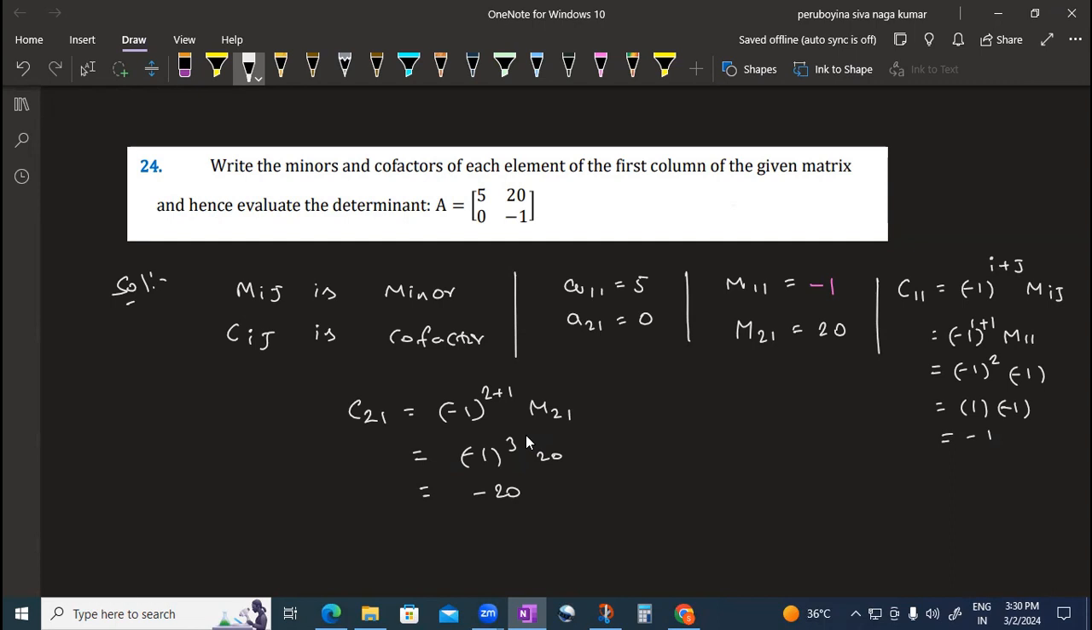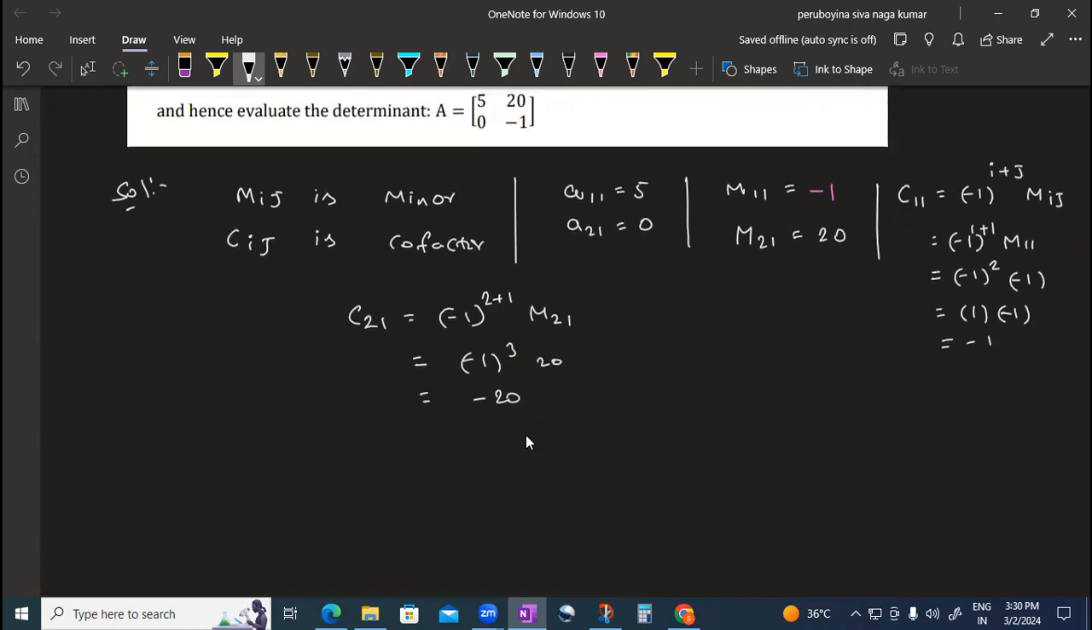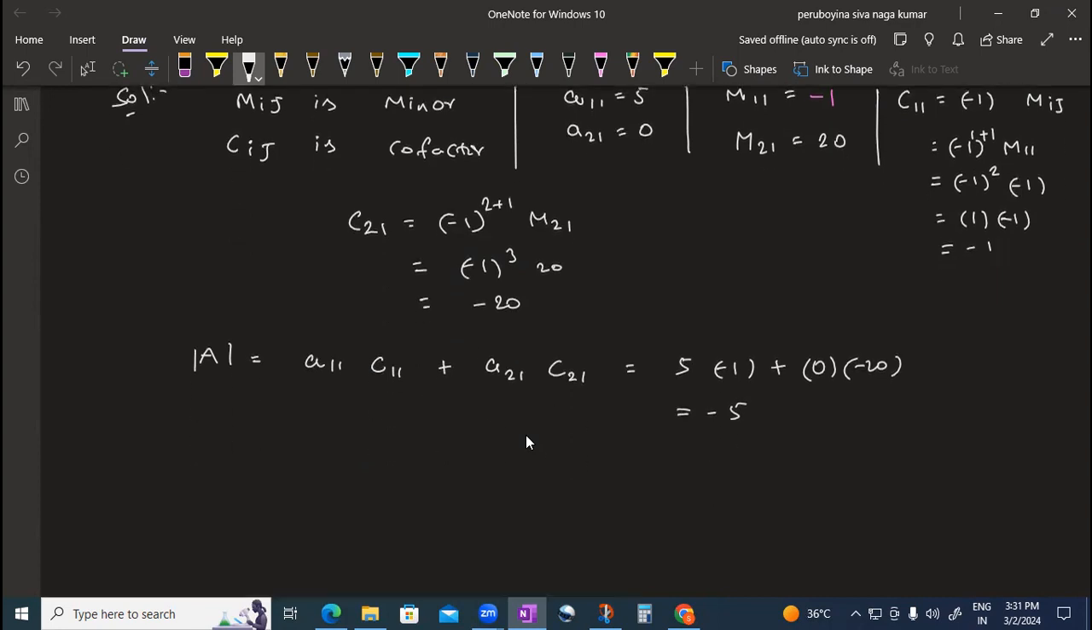So after that he said, and hence evaluate the determinant. So determinant A is equal to, you can write A11 into C11 plus A21 into C21. A11 is 5. 5 into C11 is minus 1 plus A21 is 0. A21 is 0. C21 is minus 20. So therefore the answer is minus 5. That is the determinant.